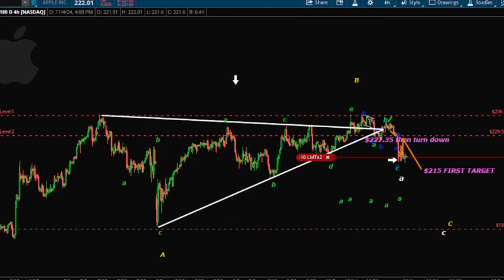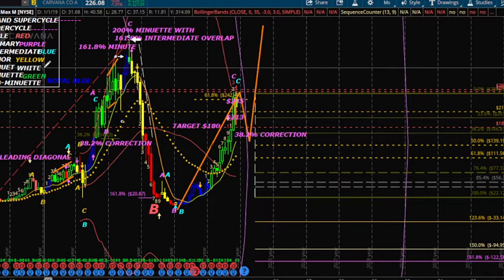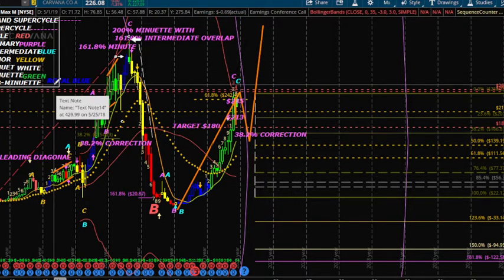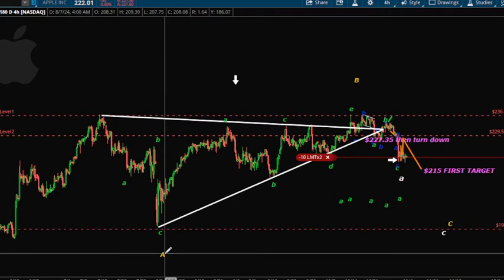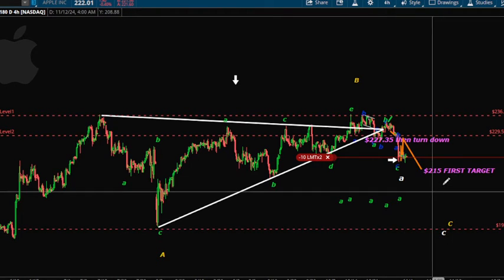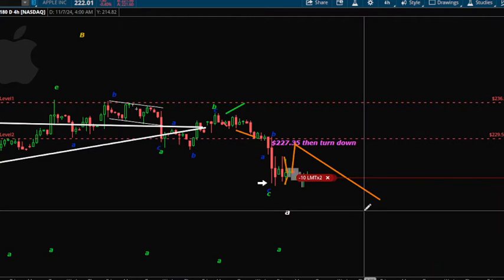Let's get the cycles out of the way real quick. Minors in yellow. We're going to deal with minute and minuet and sub-minuet. So there's our minor A, minor B, looking for a minor C down. Let's zoom in on the minor leg C down.